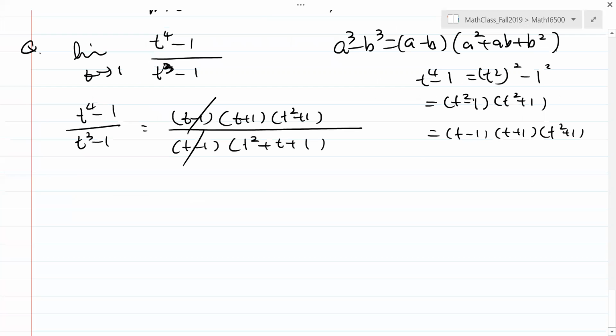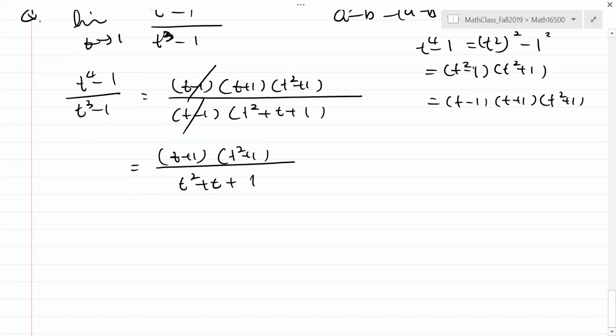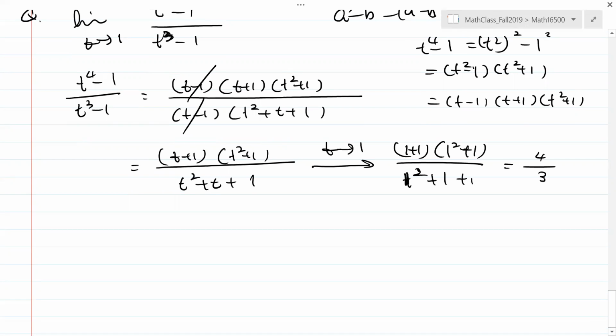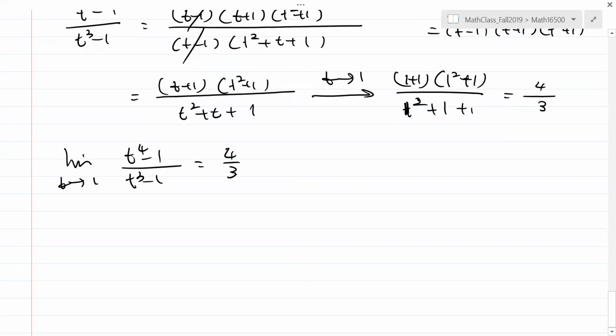Okay. It looks more complicated, but if you plug 1 for t into the function, then you're going to get a number, okay? So clearly when t approaches 1, you get 1 plus 1, 1 squared plus 1, and the 1 squared plus 1, right? So the top one is 4, bottom is 3. So 4 over 3 is going to be the limit. Okay, did you get this?